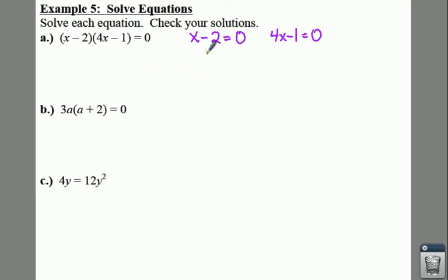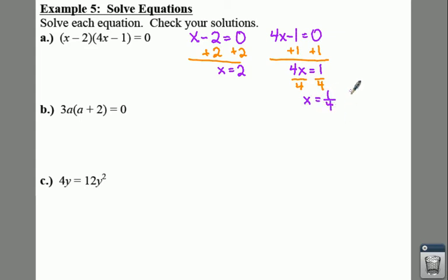In order to get x minus 2 equals 0, get x by itself, you add 2 to both sides, and you get x equals 2. There's one answer. To get x by itself in your second equation, you add 1, and we get 4x is equal to 1. Then we must divide both sides by 4, and this is 1 over 4, not 4 over 1. So your answer ends up being x equals 1/4.